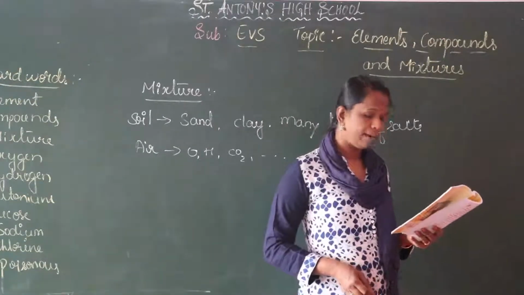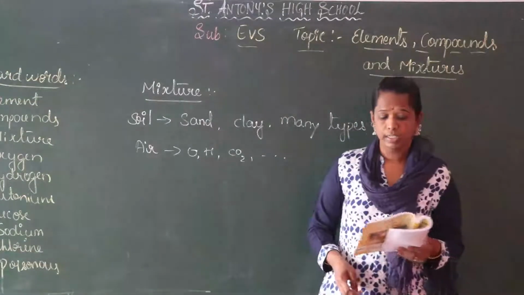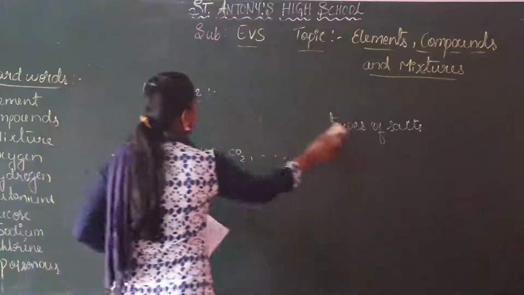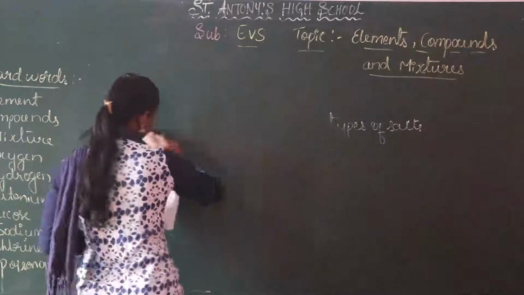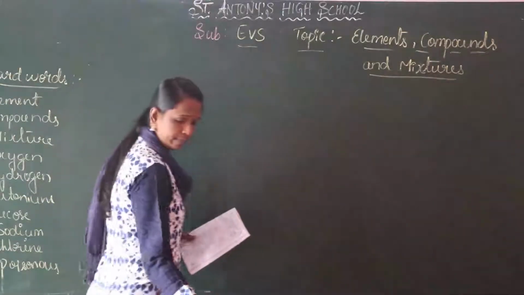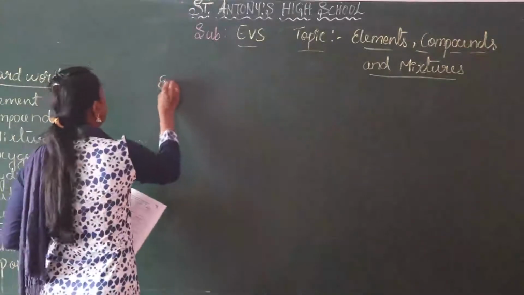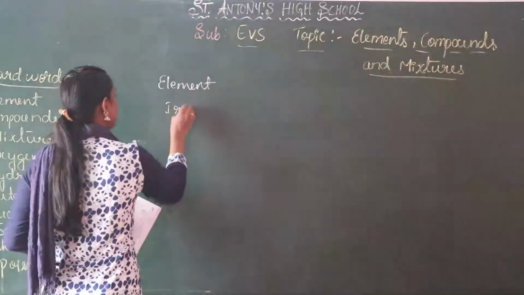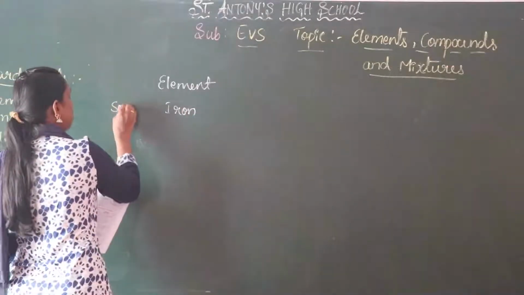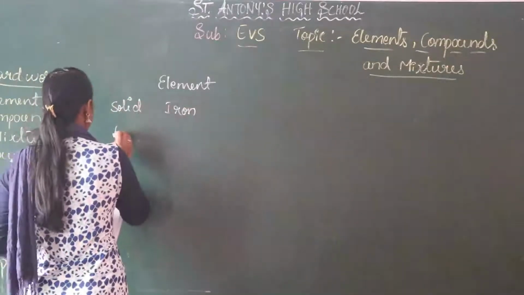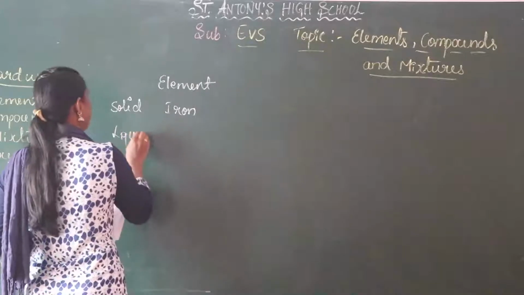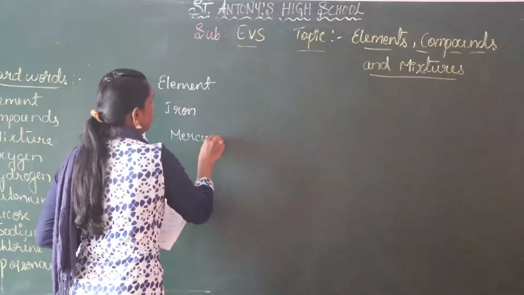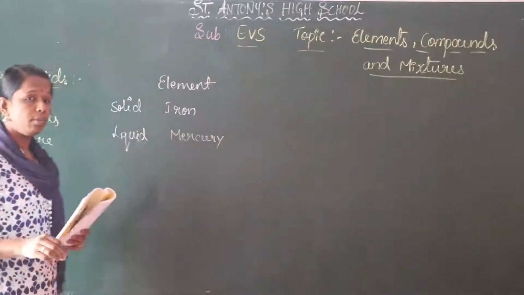Here from page number 159, solid. For element, the name is iron. You know, iron is what? Iron is an element, so I will write it in the element column, in the solid state. Whereas in the liquid state, mercury. You know mercury, children? We use it in the thermometer.